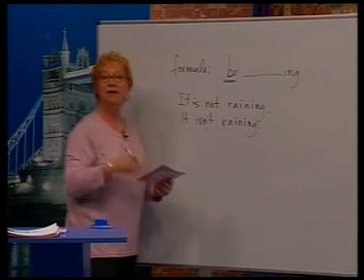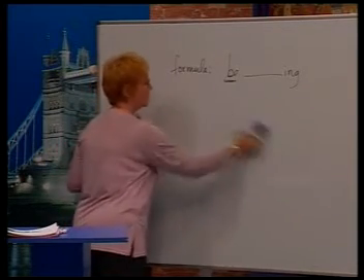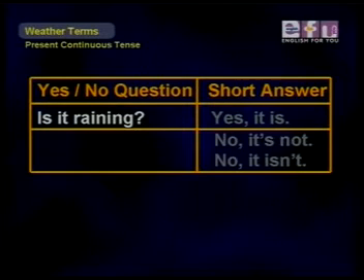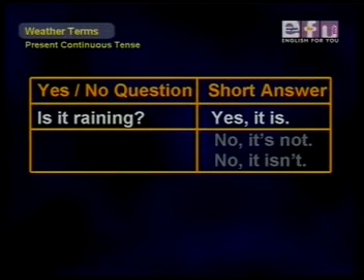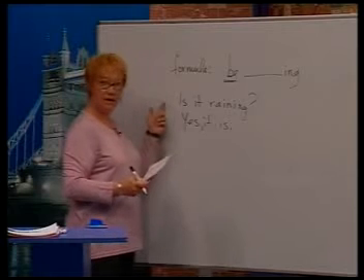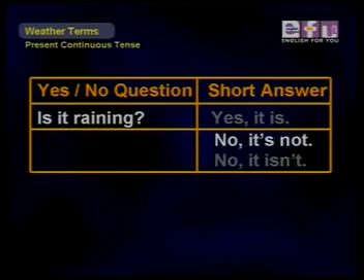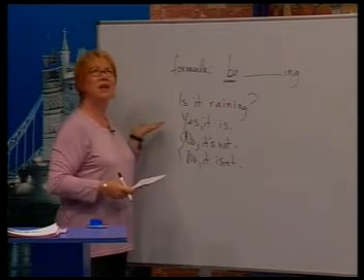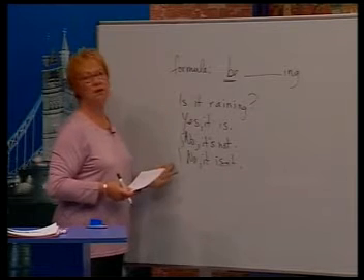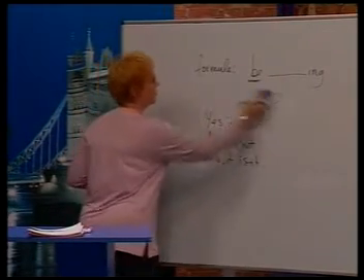Okay? Now, here's what it looks like with a question and short answer. Here comes the question. Is it raining? Yes, it is. Or, is it raining? No, it's not. No, it isn't. Okay, so these are the same. Is it raining? Yes, it is. Is it raining? No, it's not. Is it raining? No, it isn't. Okay? Now, for the weather, these are the kinds of sentences that you can write or say.